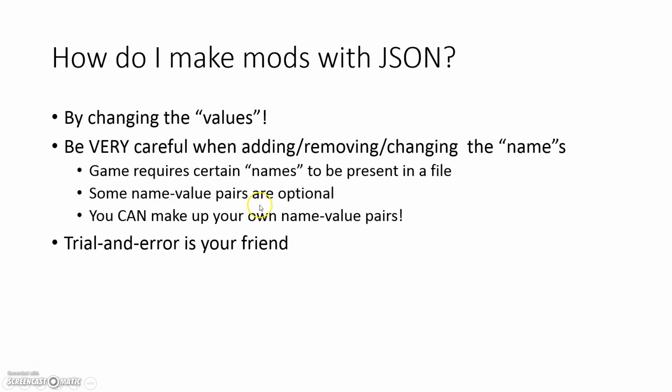So we need to be careful when we're changing the name side around. Mostly we're going to be focusing on changing the values. Some name value pairs are optional. Some you can take out, you just need to figure that out through trial and error. But be careful with that. You can also completely make up your own name value pairs, and so long as the syntax, so long as the grammar is right, that's fine. You can add in as many new things as you want and it won't throw you any errors. And again, trial and error is your friend. Use it.